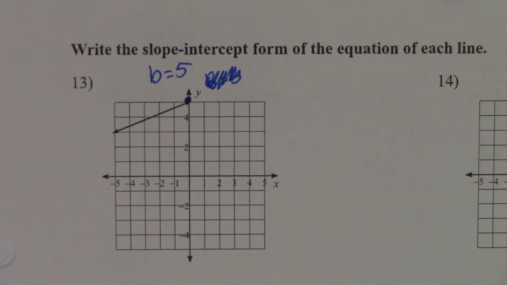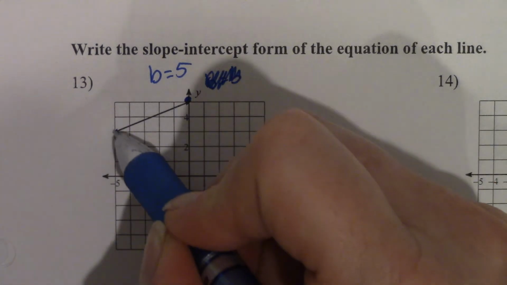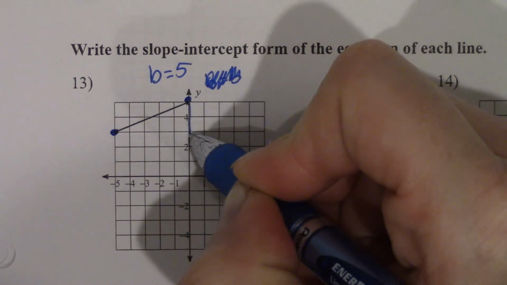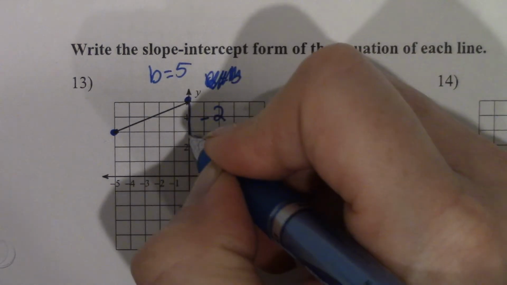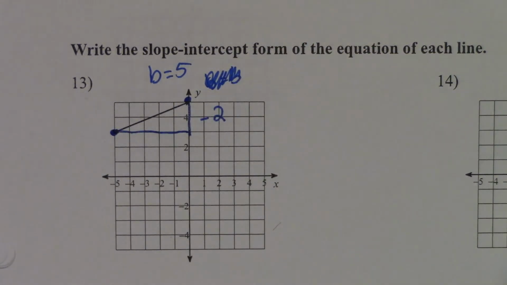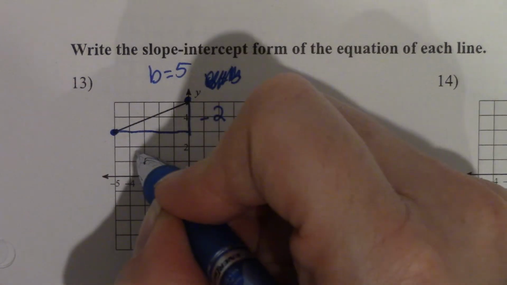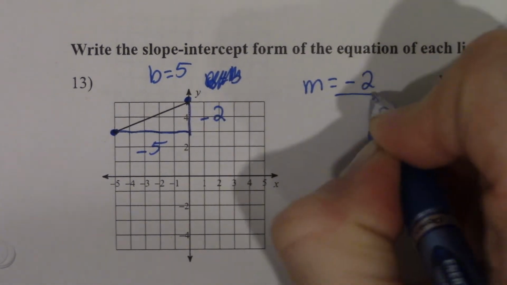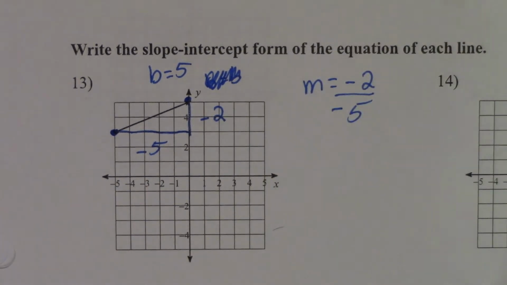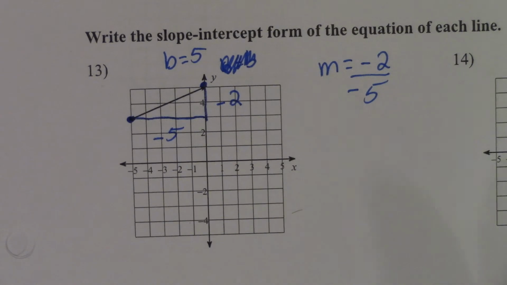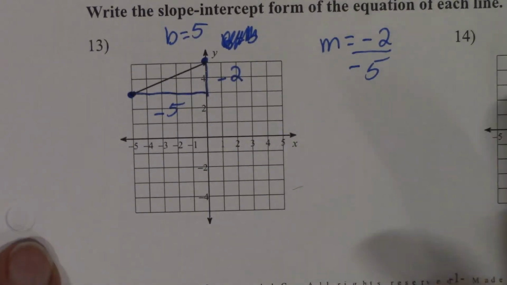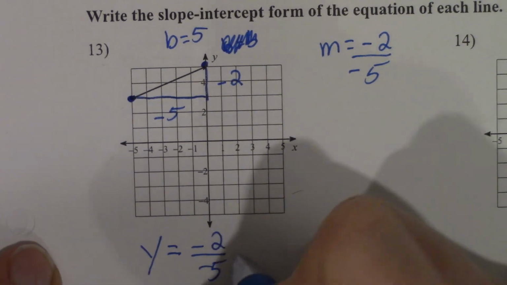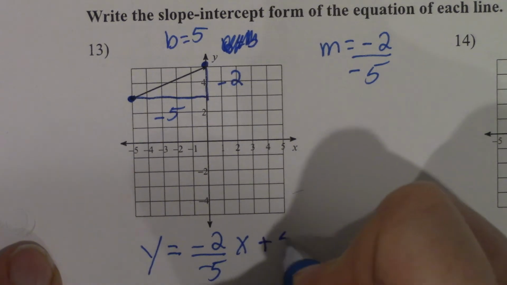Now, the tricky part is just finding my end point. So right here, it's going to cross through at the corners. So I'm going to say, look, I have to go down to a -2 because I'm going down, and I'm going to the left a -5. So my slope equals -2 over -5. So when I write my equation, it would be y equals -2 over -5x plus my intercept, which would be 5.